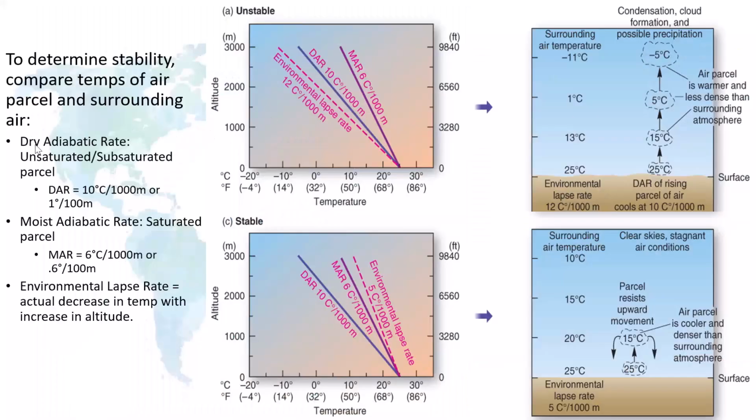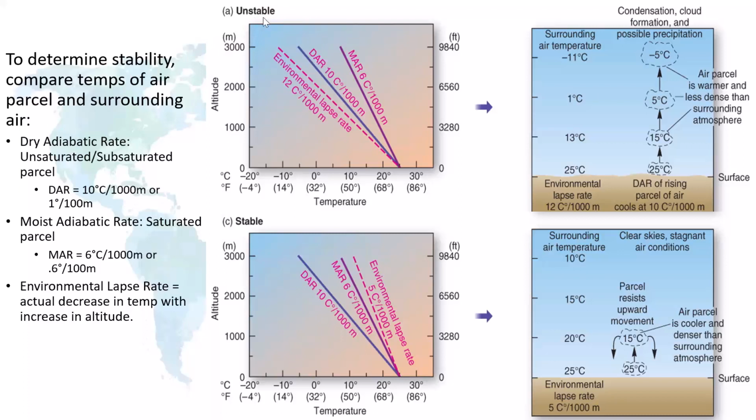Keeping in mind we have our dry adiabatic rate and our moist adiabatic rate. We just talked about how the dry adiabatic rate changes temperature at 10 degrees Celsius for every 1,000 meters. The moist adiabatic rate, when that parcel is saturated, is going to cool at 6 degrees for every 1,000 meters. Keeping that in mind, because this is also going to help inform us whether an air parcel is stable or unstable.